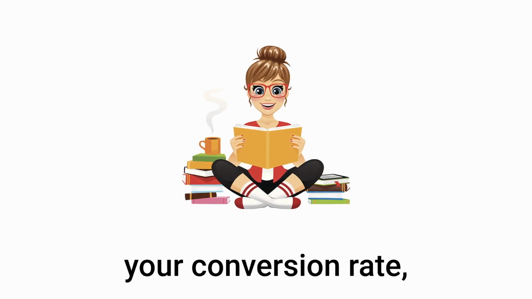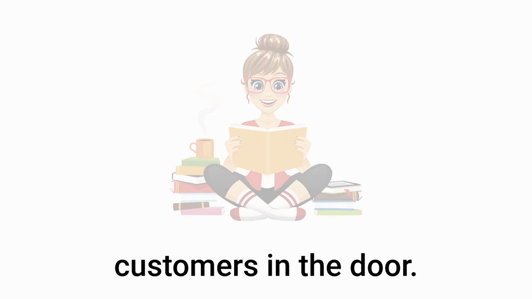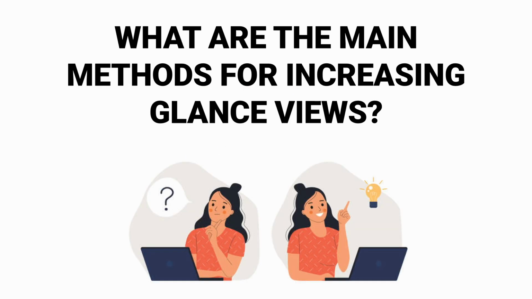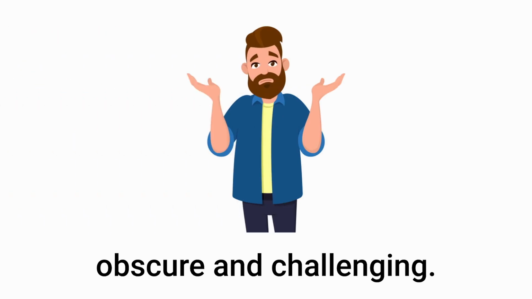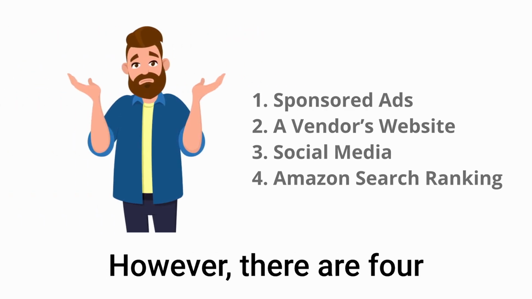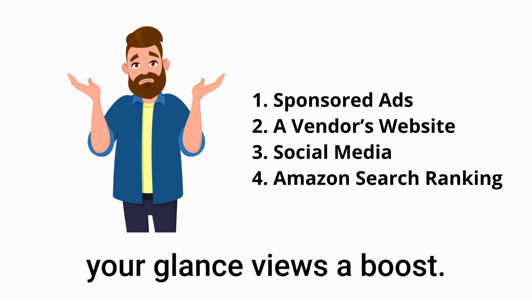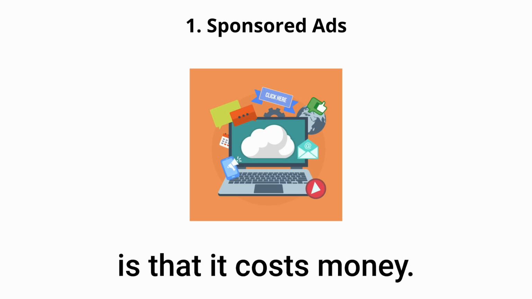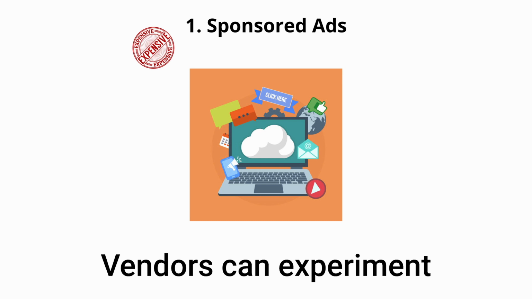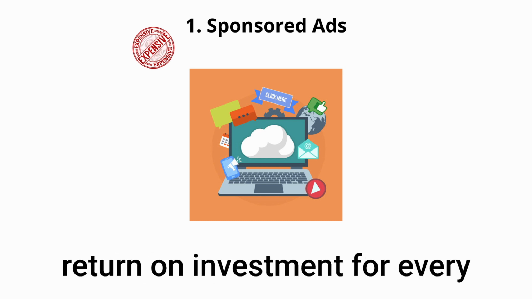But if you're happy with your conversion rate, you should start looking for methods to get more customers in the door. What are the main methods for increasing glance views? Levers for increasing glance views are a bit obscure and challenging. However, there are 4 that may provide you with the best chance of giving your glance views a boost. Sponsored ads. This is the easiest lever to use, although the obvious problem is that it costs money. Vendors can experiment with different ads and better targeting to increase the return on investment for every dollar they spend on ads.